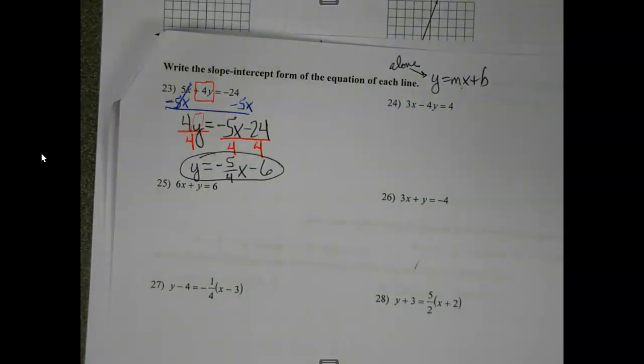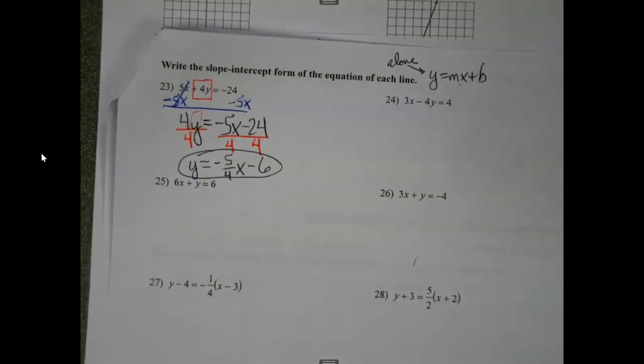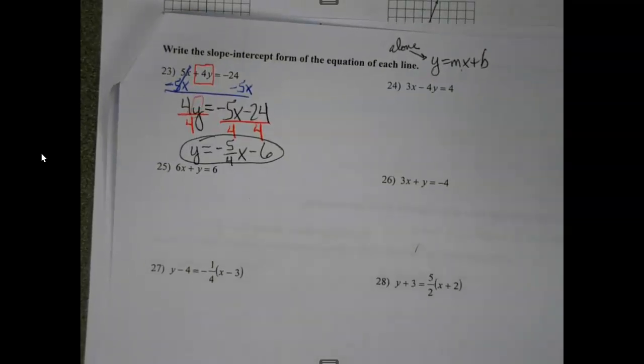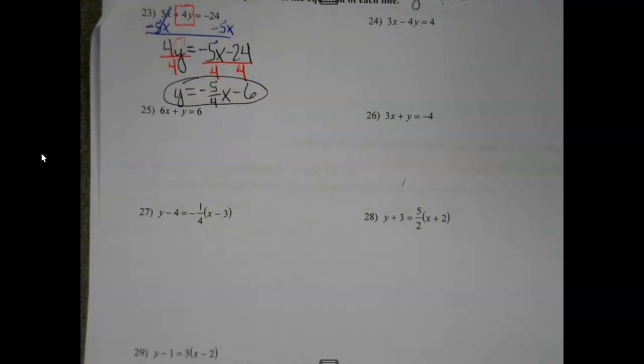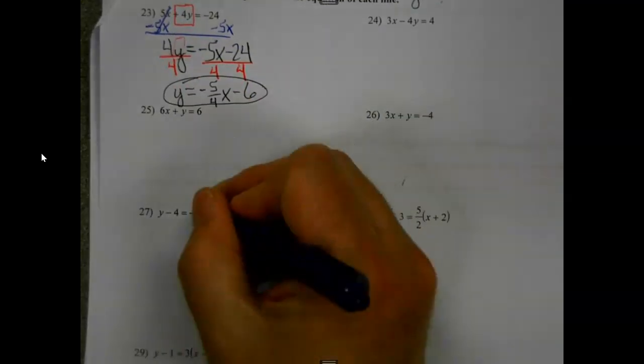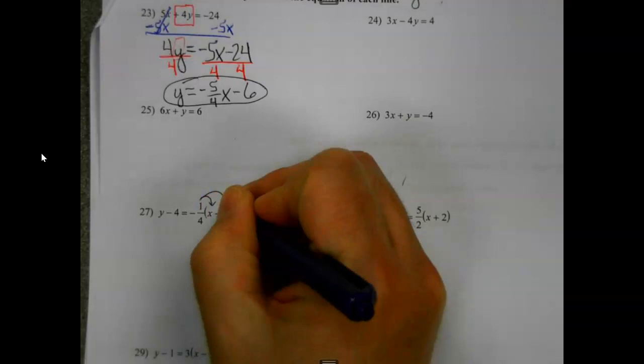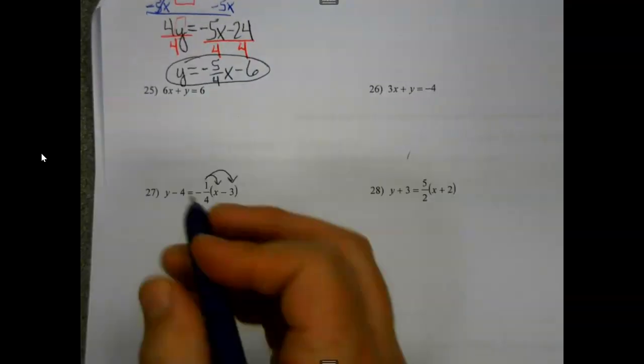So sometimes you may have to do a couple of steps. Sometimes you may only have to do one, and y will be alone, and that'll be nice. And that's what we hope for. But what if nasty stuff comes up? Like number 27. That's a good place to go. So I look at this and I'm like, okay, there's parentheses, so I gotta distribute. So we'll do that.